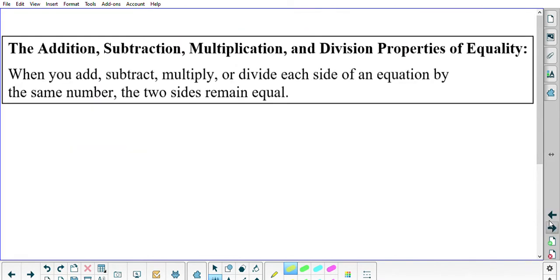And in mathematics, in algebra, there are 4 properties that together pretty much all say the same thing: the addition, subtraction, multiplication, and division properties of equality. What they all say is that when you add, subtract, multiply, or divide each side of an equation by the same number, the 2 sides will remain equal. What this means is that you can pretty much do whatever you want to one side of an equation as long as you do the same thing to the other side. It will keep the equation balanced. It will keep the equation remaining true.